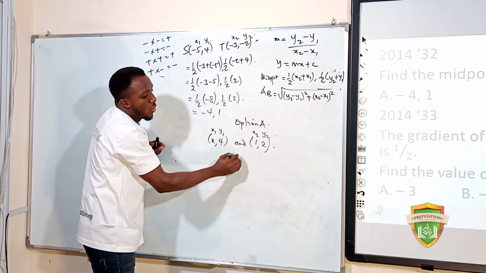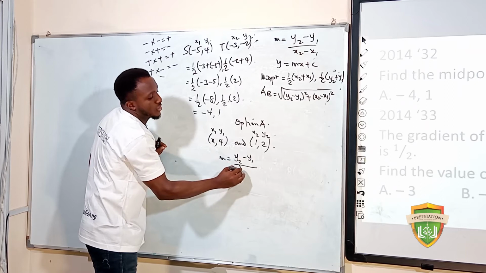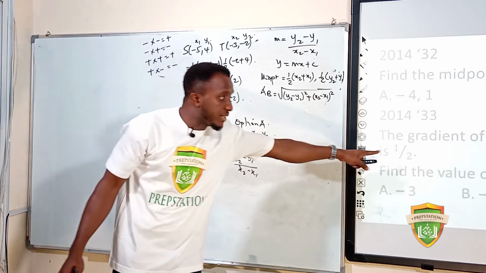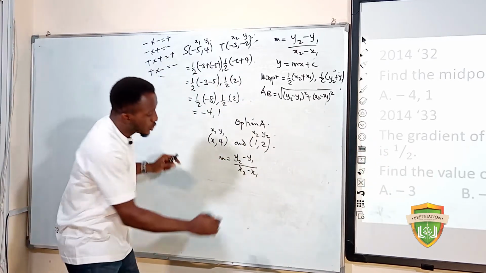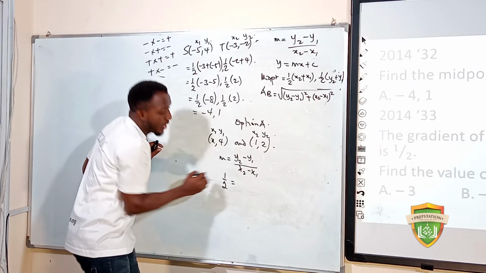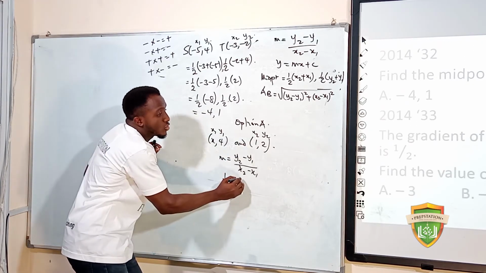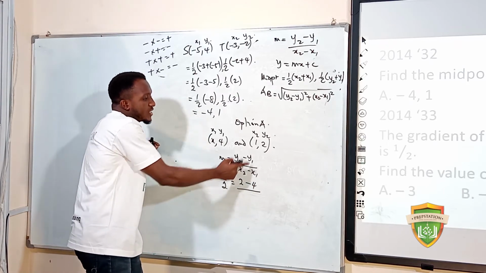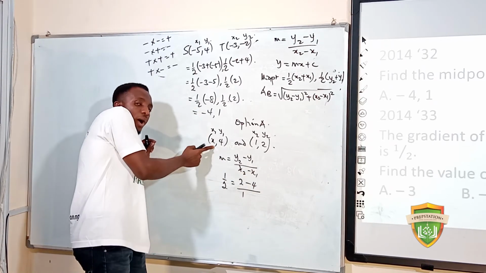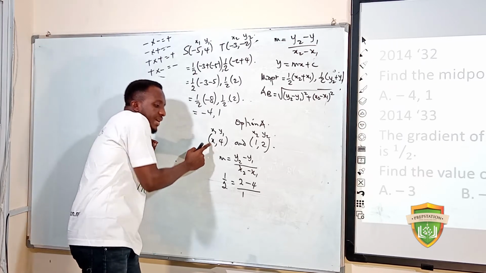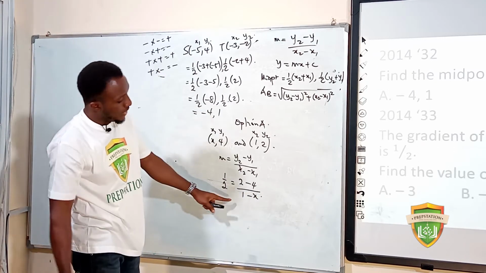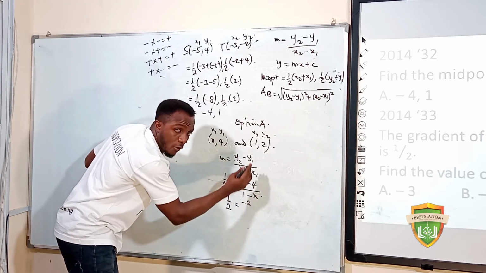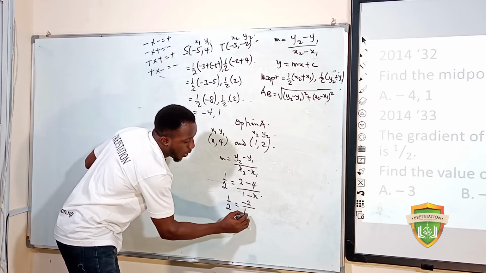M equals y2 minus y1 over x2 minus x1. Now what does M stand for, if you remember? Gradient. And then we have the gradient given to us as half. So what that means is half equals y2, which is 2, minus y1, which is 4, over x2, which is 1, minus x1, which is x. So this is half equals 2 minus 4, which is minus 2, over 1 minus x.